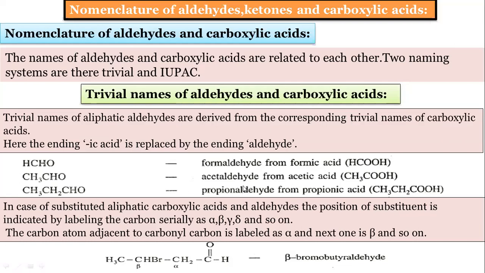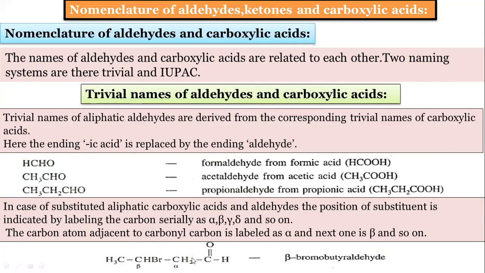Yes, then acetaldehyde is derived from acetic acid. Propionaldehyde is derived from propanoic acid. Meaning the names of aldehydes are derived from the names of carboxylic acids. HCOOH is formic acid, and the aldehyde is formaldehyde. Then acetic acid, the aldehyde is acetaldehyde. Then propanoic acid, the name of the aldehyde is propionaldehyde. These are the common names we will discuss in detail. I will show one chart to you.